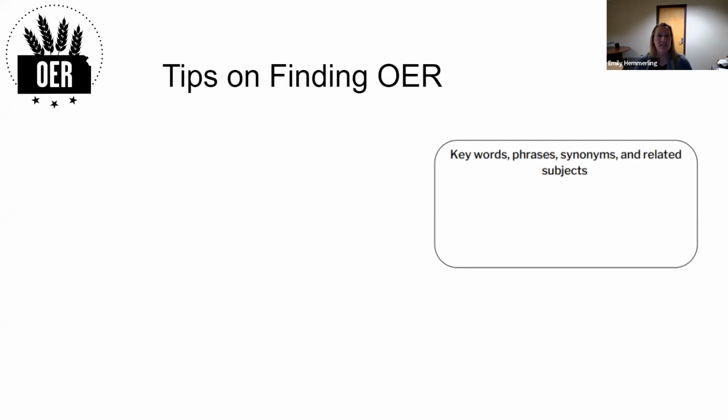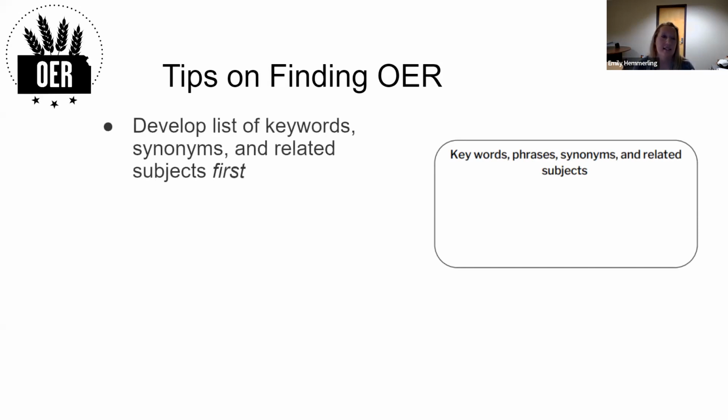Okay, so we're going to start off with the tips on finding OER. My biggest tip is to have at least something resembling a plan before you start searching. So the first step is to create a list of keywords, synonyms, and related subjects first. So for example, if you're looking for OER on ecology, you might also want to search for environmental science.